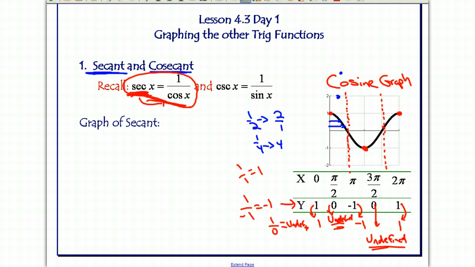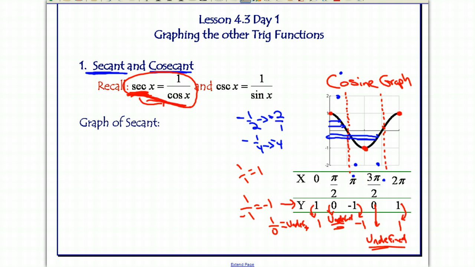Or maybe try down here when it's -1/2. What's the reciprocal of -1/2? -2. What's the reciprocal of, let's see here, -1/4? -4. And so we start to get these dots, and that would be both here, and look over here when it's -1/2 or -1/4. We get the same reciprocal values.